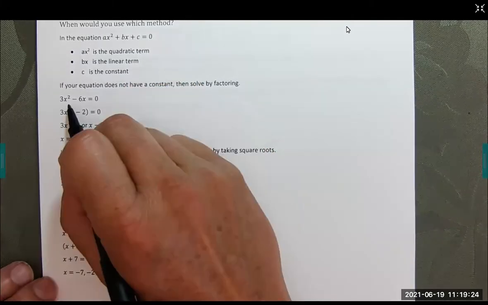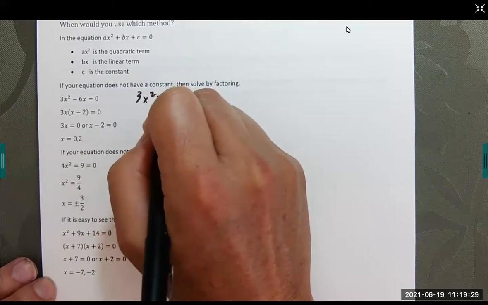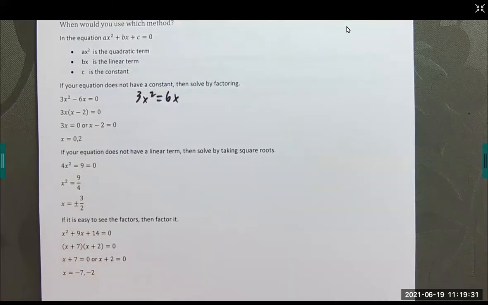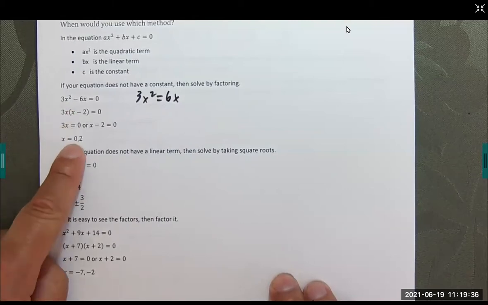Occasionally, instead of being given a problem like this, it'll be given like this. This looks more tricky than it is. All you have to do is subtract the 6x over, and then you're back to here. Factor out the common factor, set them both equal to 0.